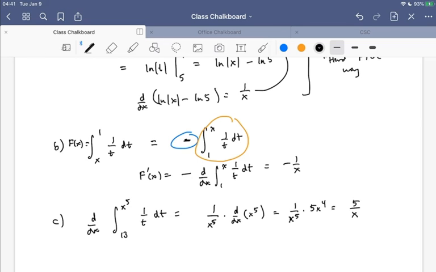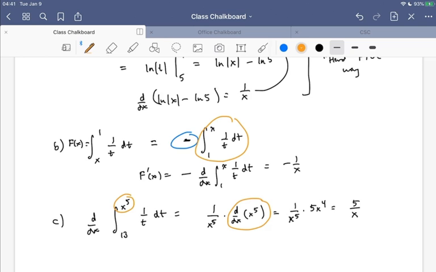Okay, so let's just be clear. This term needed to be there because the function of x was not just x; it was x to the fifth. So the chain rule still applies here, and so there we go. That's why I multiplied by the 5x to the fourth from the chain rule.